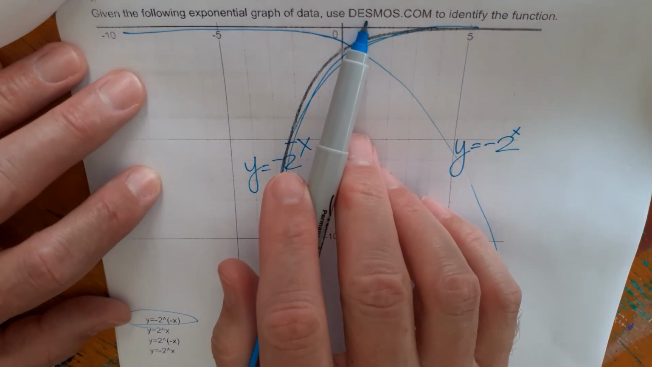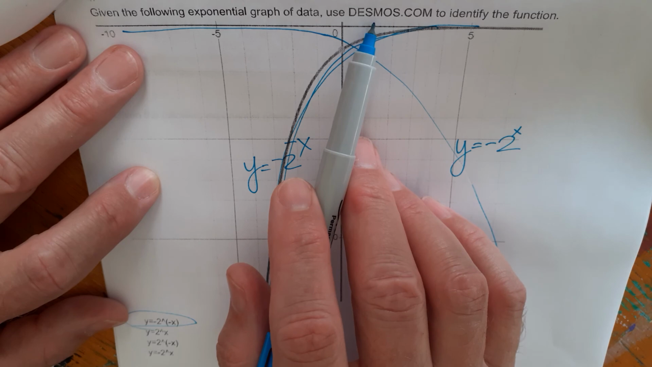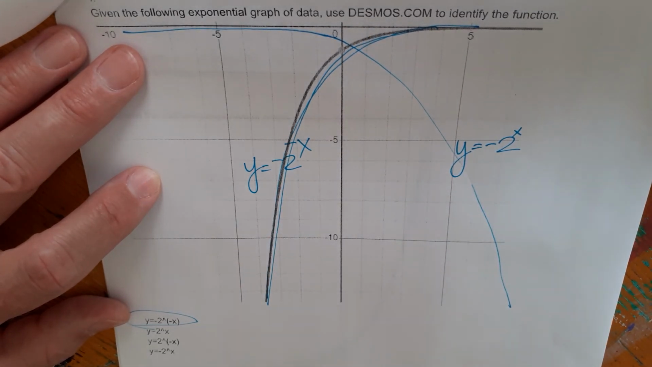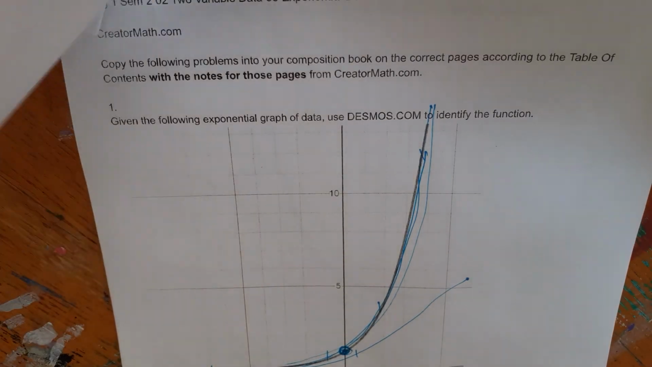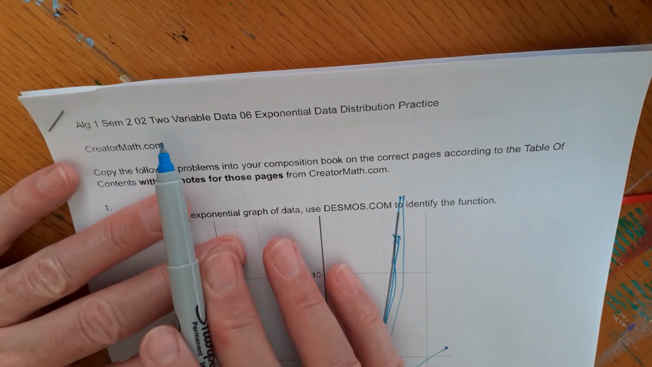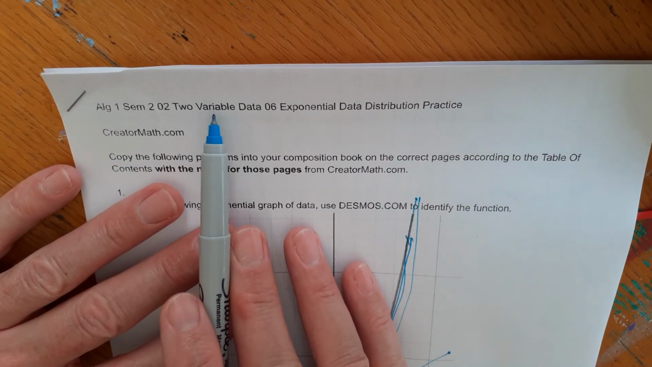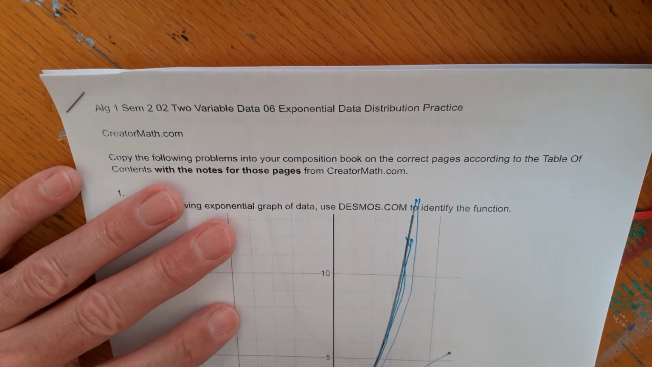Again, part of the whole point of this is to plug them into Desmos.com and to practice graphing and make sure you know how to use those. So don't miss that opportunity. And otherwise, you can find this under the Algebra tab on creatormath.com, and it is under the 2 variable data unit. And this one's lesson 6, exponential data distribution practice.